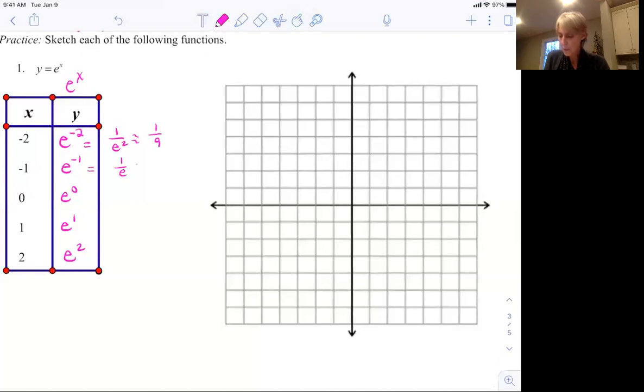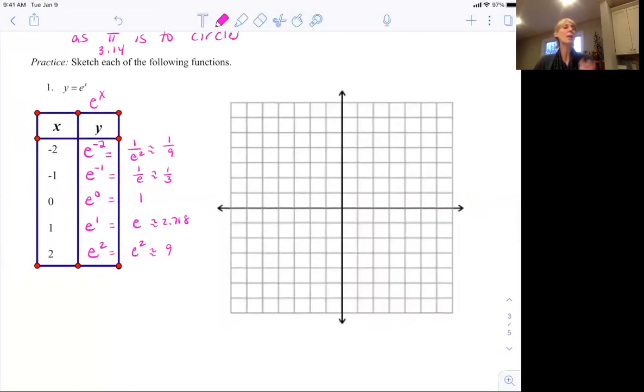1 over e is about 1/3. e to the 0 is 1. e to the 1 is e, which is about 2.718. And again, in calculus, you're going to have to learn to leave your answers in terms of e, so it's good to kind of know this. And then e squared would be about 9. We're not even going to fit that on the graph, so we don't even care.